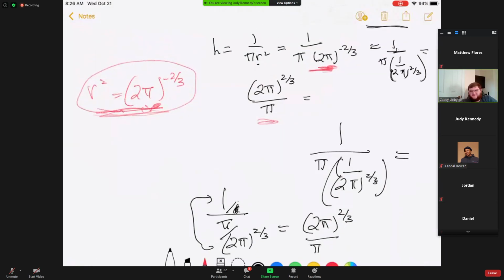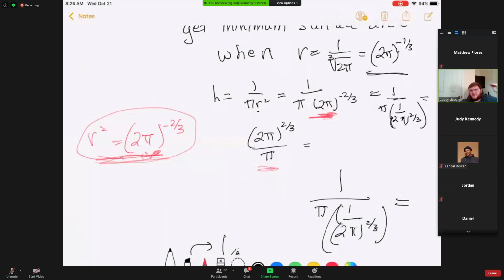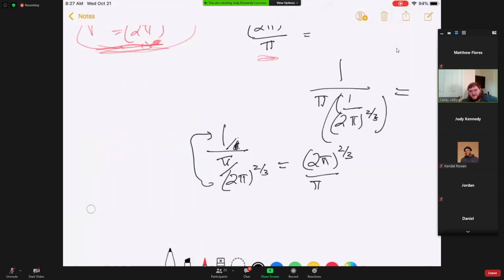Wouldn't that be the value for C? Yeah, because if you have A over B over C over D, you would multiply the A and the D and then set it over the B and the C. So that big one on top is really 1 over 1, and then I've got pi over 2 pi to the 2/3. So 1 is A, B is 1, C is pi, and D is 2 pi to the 2/3. Okay, thank you for asking.